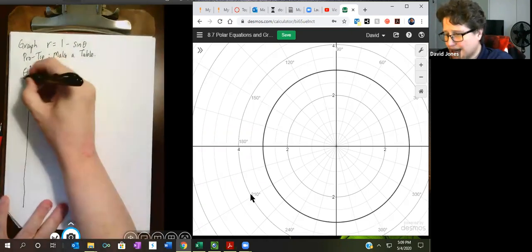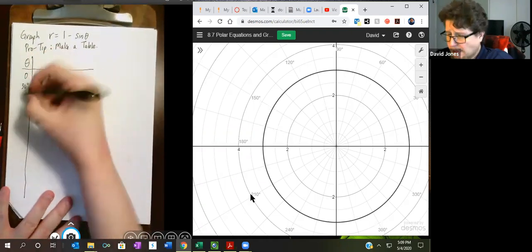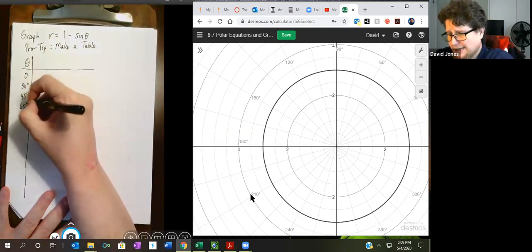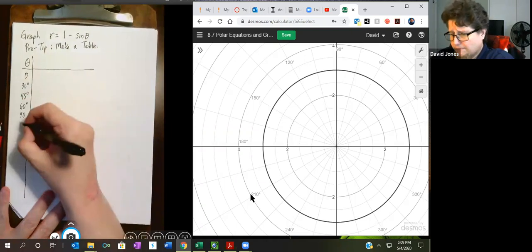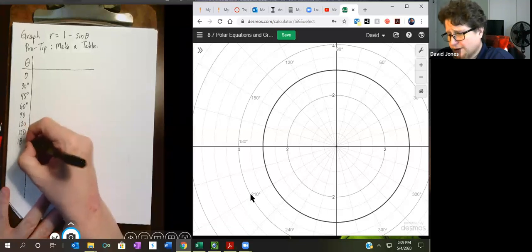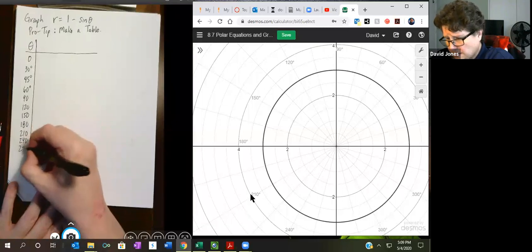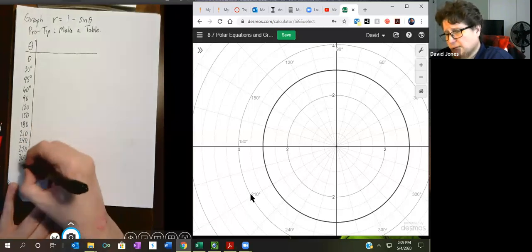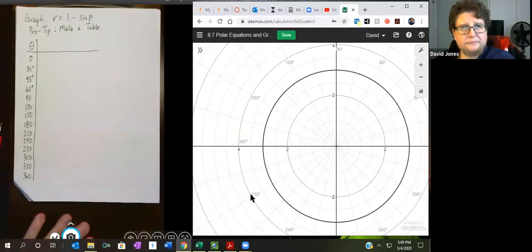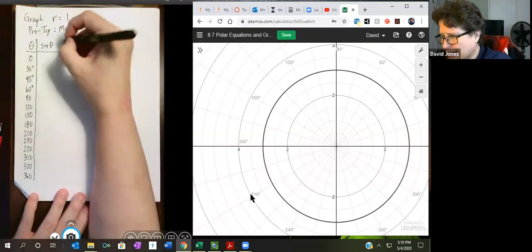And you want to make a big table. 0, 30, maybe do 45, 60, 90. Don't stop. 120, 150. Maybe you only do every 30 degrees now. What is sine theta at these points?